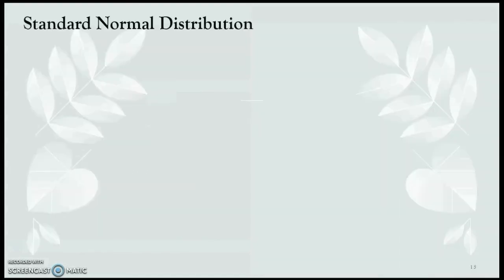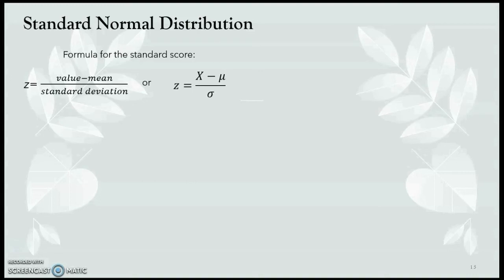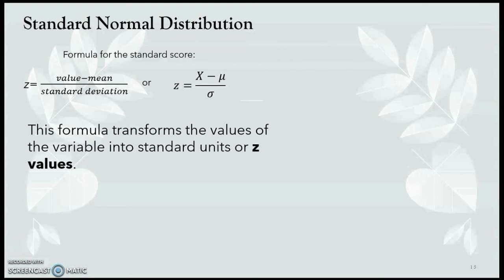All normally distributed variables can be transformed into the standard normally distributed variable by using the formula for the standard score. The formula for standard score is equal to value minus mean all over standard deviation. This formula transforms the values of the variable into standard units or z-values. The use of this formula will be explained by my groupmate in chapter 6.3.